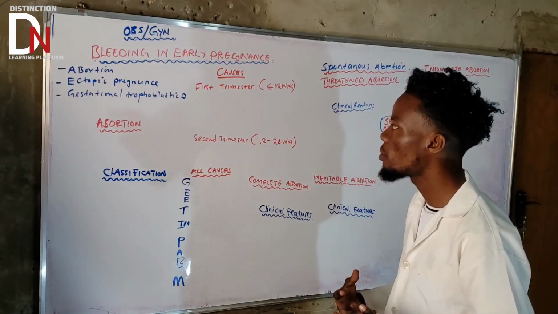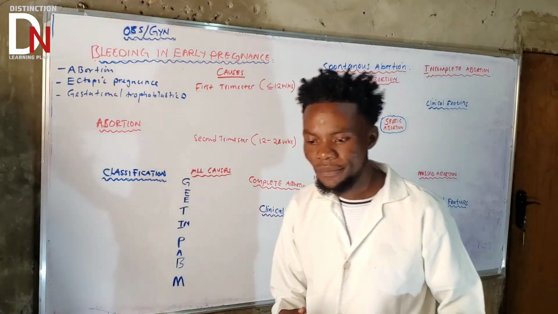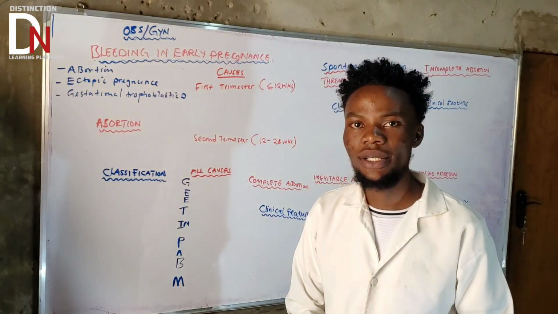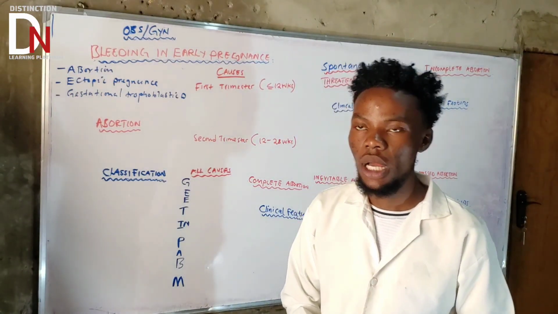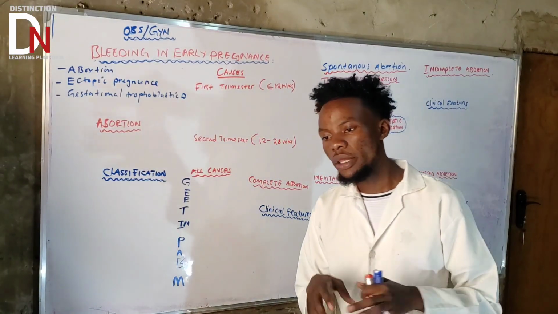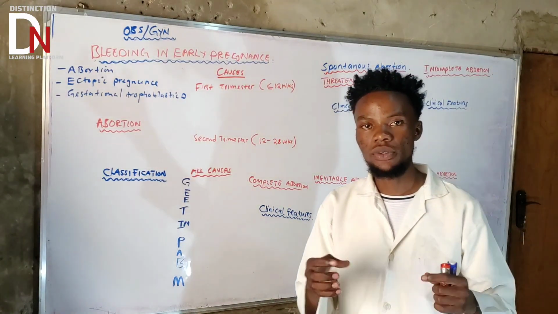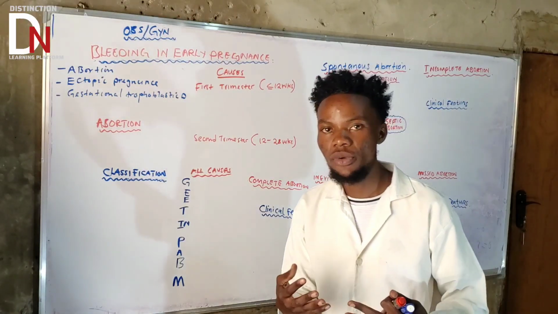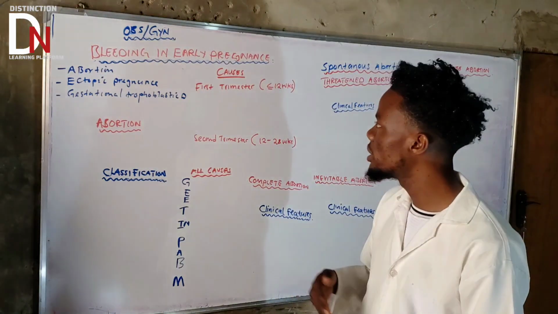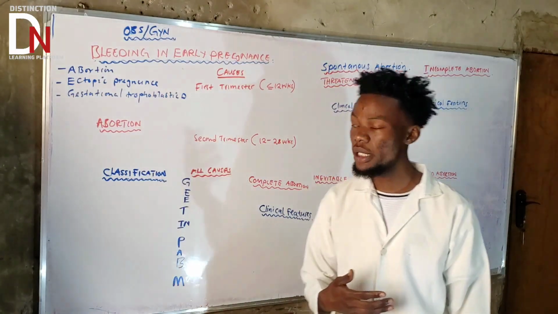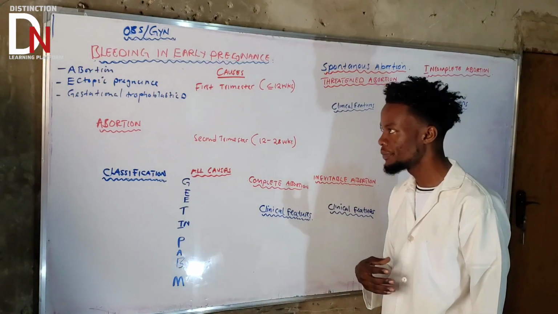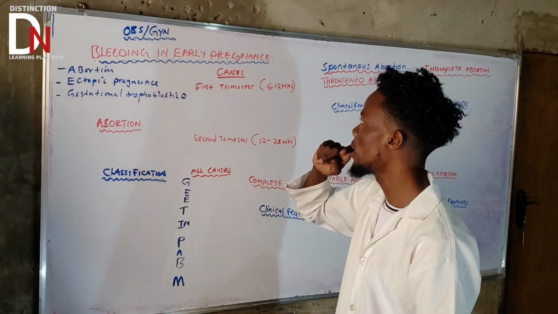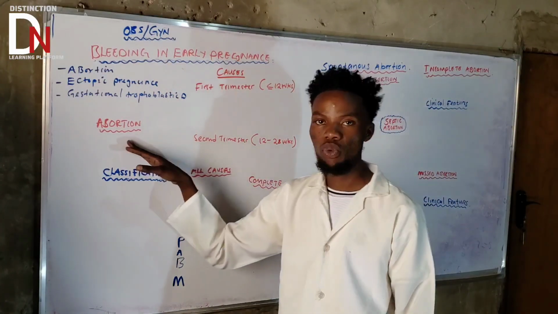So what about gestational trophoblastic disease? Here the fertilized egg implants itself in the normal site, which is the endometrium of the uterus, but the problem is that the cells inside are proliferating or dividing abnormally, causing early bleeding in pregnancy. Very important cases to take note of. So these are the three important cases that can lead to bleeding in early pregnancy.